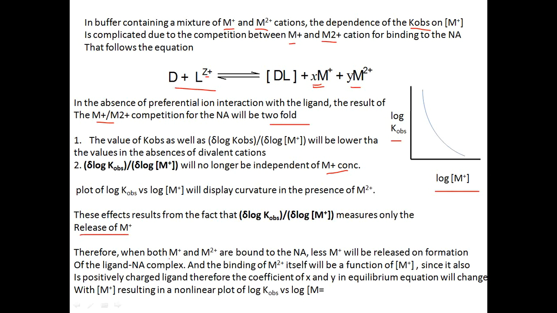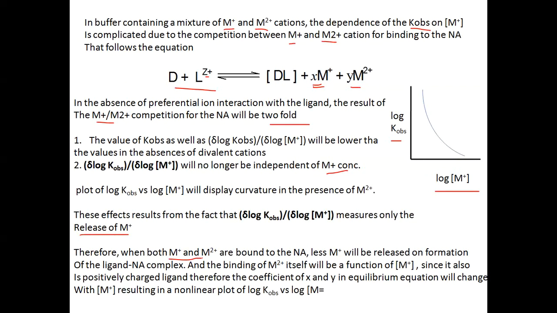So when both M plus and M2 plus ions are bound to nucleic acid, less M plus will be released on formation of the ligand nucleic acid complex, and the binding of M2 plus itself will be a function of M plus. Since it also is a positively charged ligand, the coefficient of X and Y in the equilibrium equation will change with M plus, resulting in a non-linear plot for log K absorb versus log M.